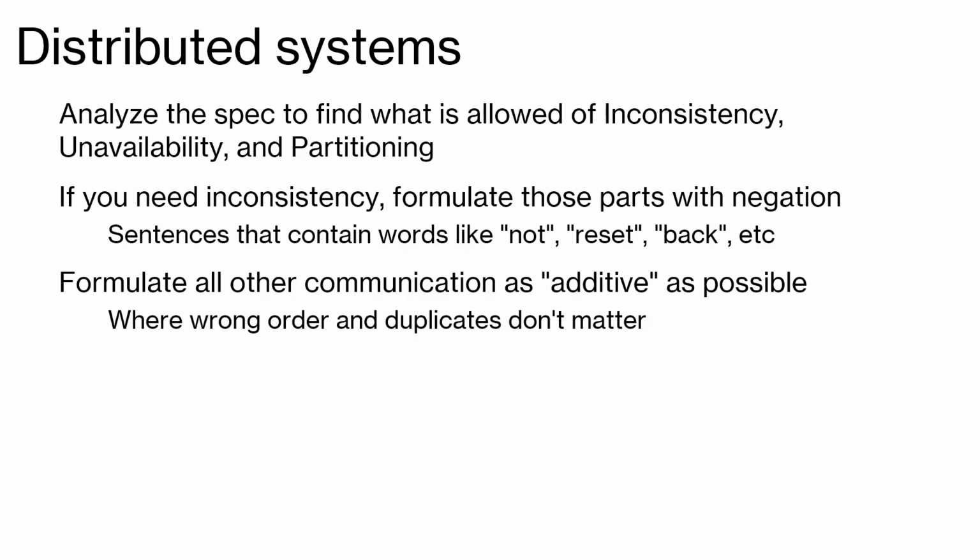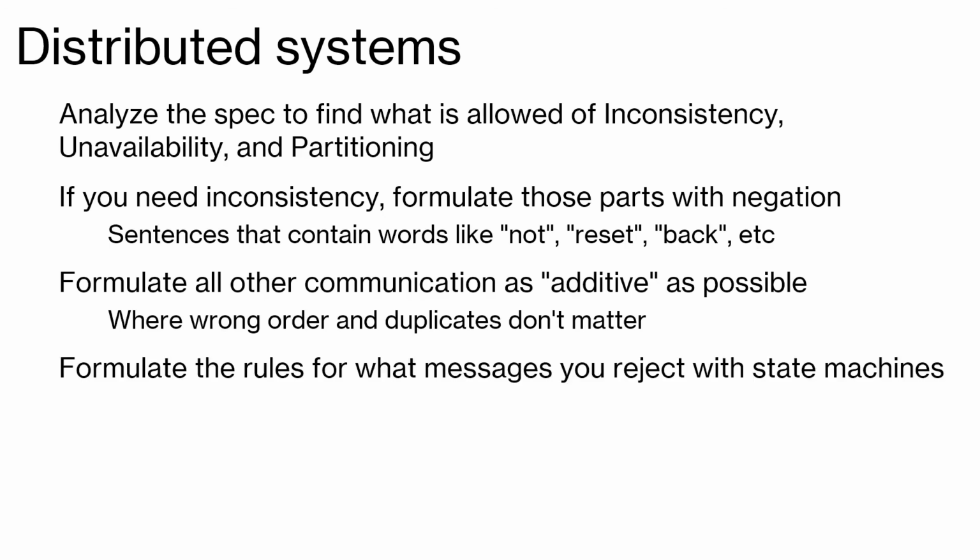If it's additive, then the wrong order doesn't matter. It doesn't matter if you get a reply from A first or if you get a reply from C first. Doesn't make a difference. It doesn't make a difference if you get a reply from A this cycle or if you get it next cycle, if it keeps resending periodically. Doesn't matter. And then formulate the rules for what messages you reject and express that using state machines.